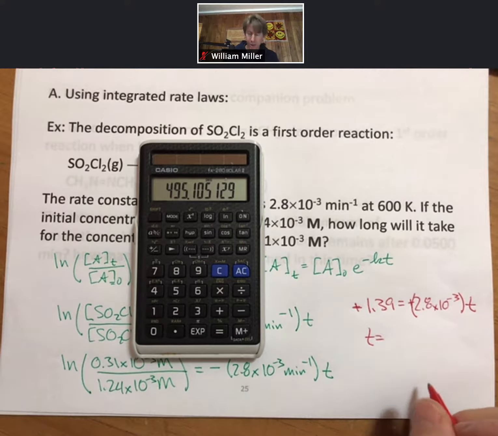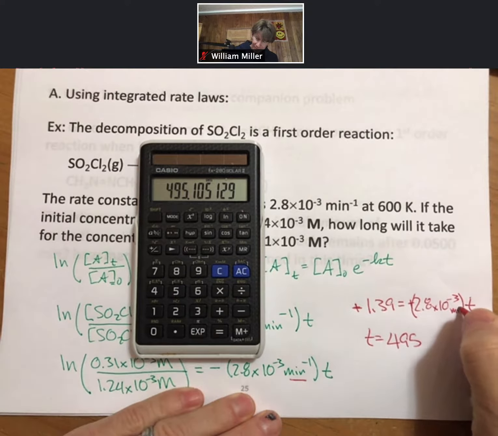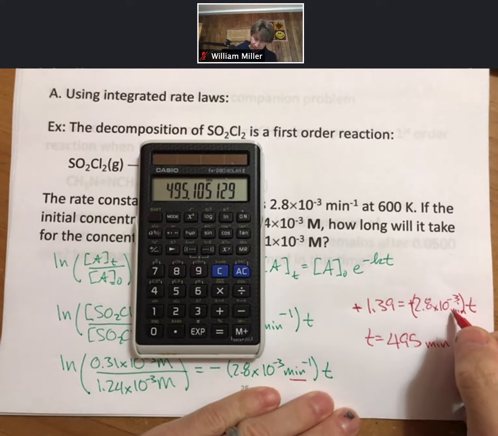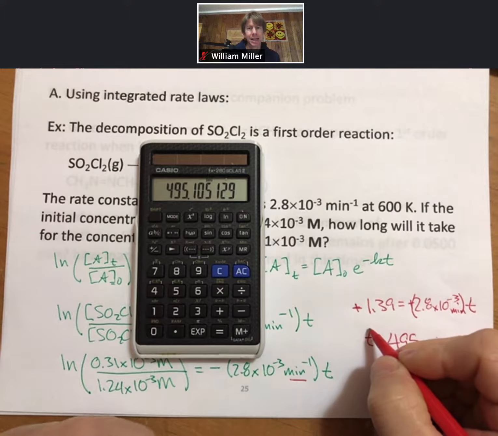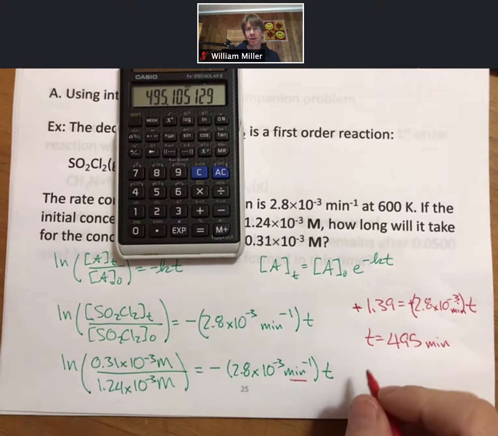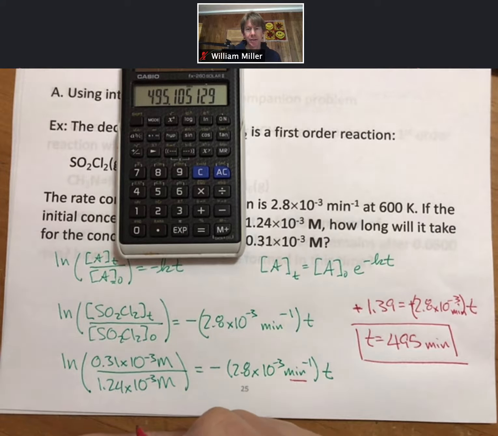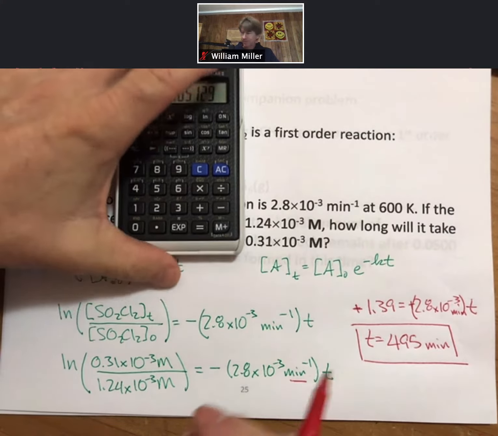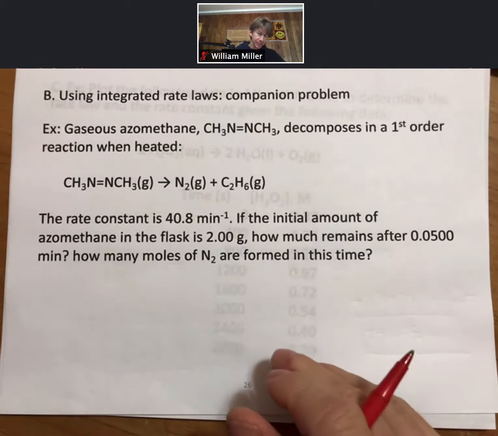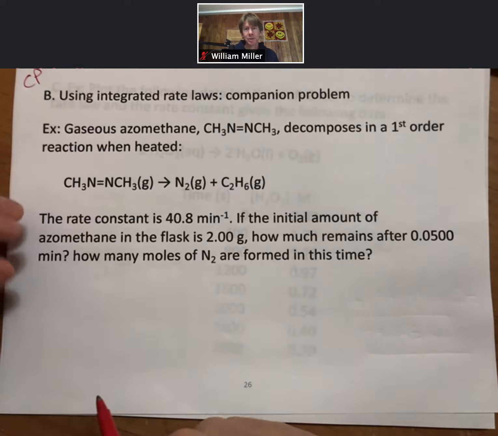And I get 495 as my number. And my units here, which I left out, are minutes to the minus 1, but then I bring it over to the other side and I get minutes. And you can see that the concentration units cancel out, so minutes are the only units that you get. And it takes 495 minutes to reach that concentration. Here's a companion problem. Look for the answers to be posted.